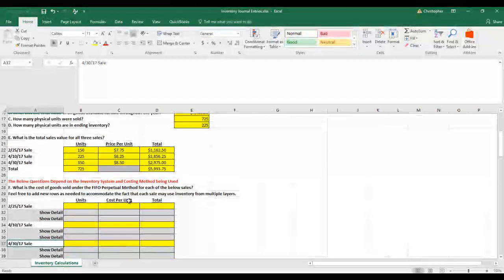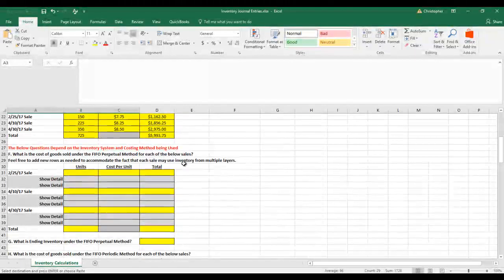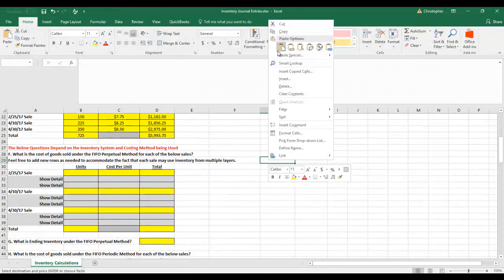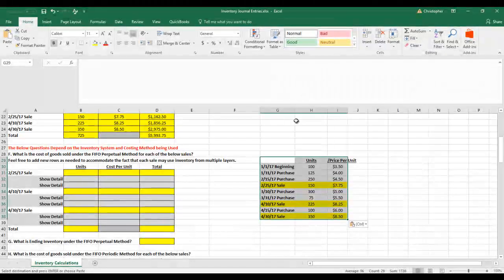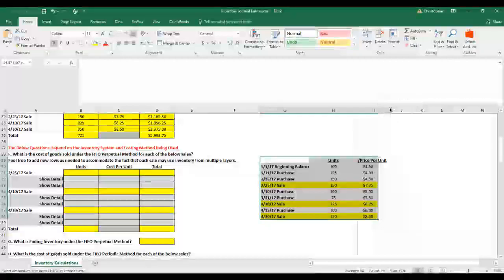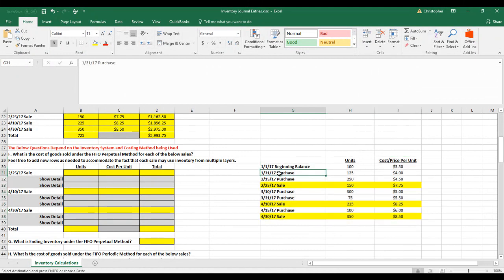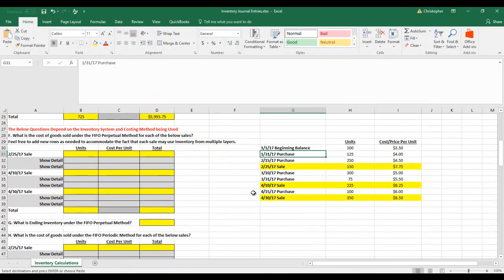So let me go up. What we're going to do here, the easiest way, the way I like to do it, is we're going to go ahead and copy the layers we actually have. We're going to paste that over here. I'll reformat it a bit. Because when we use these inventory layers, we have to figure out, in all cases here, which order do we go in? So which units do we use up first?